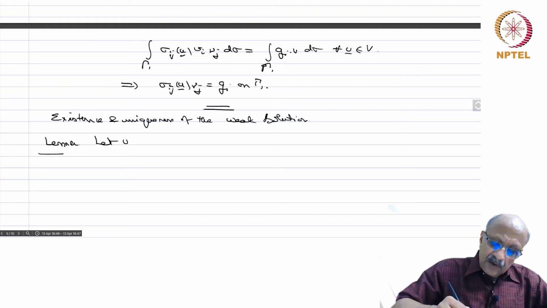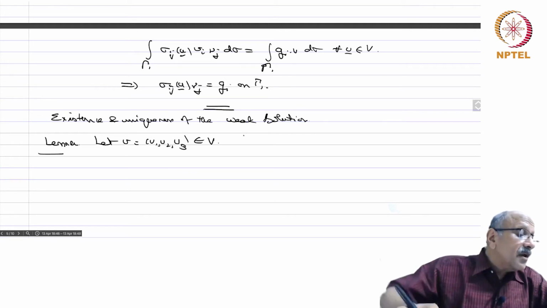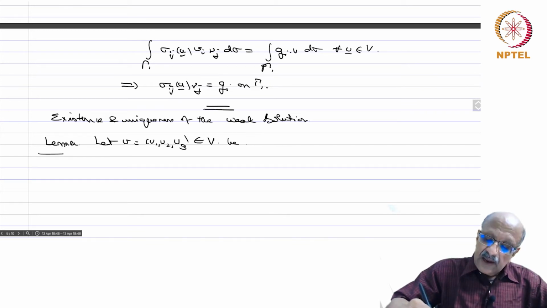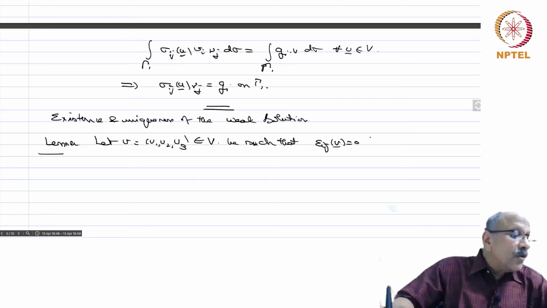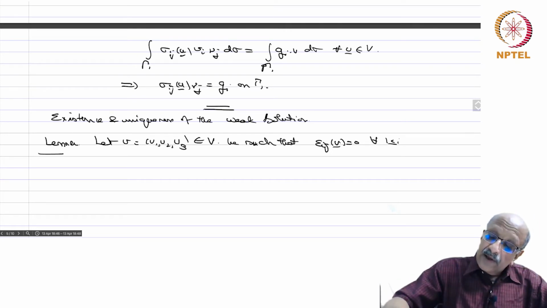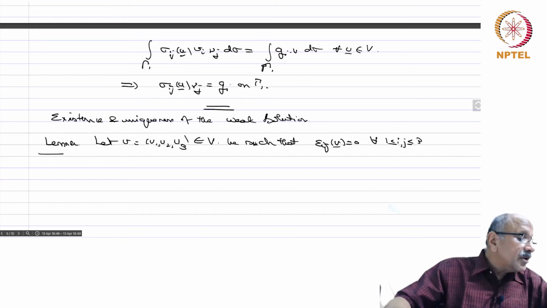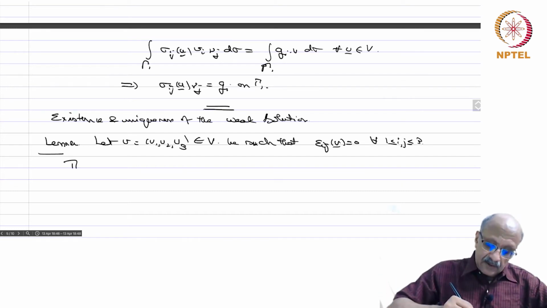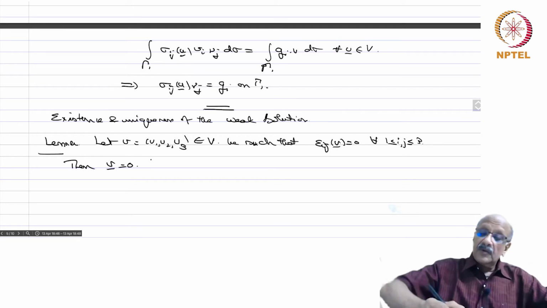Let v equals (v1, v2, v3) belong to capital V, be such that epsilon ij of v equals 0 for all 1 less than or equal to i, j less than or equal to 3. Then v equals 0.